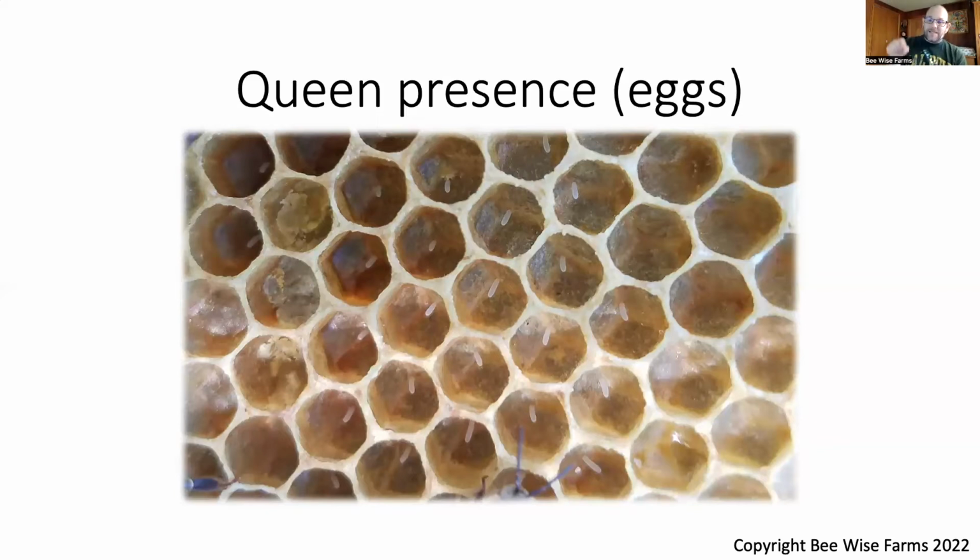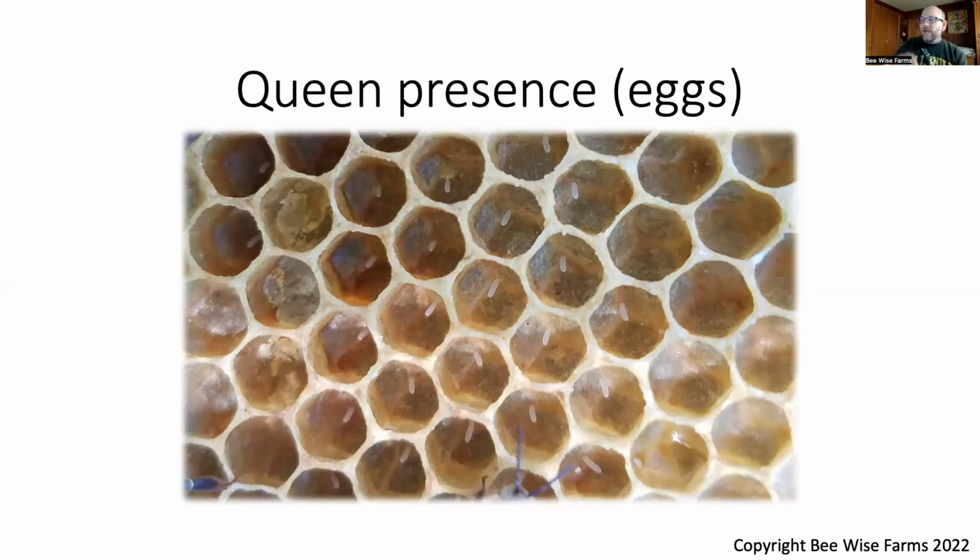And the reason that that's valuable is because if you remember back from your biology lectures, eggs last for 3 days before they hatch. And so what that means is that if you see eggs in a colony that you're inspecting, it means that there was a queen there in the last 3 days, which means that you can essentially say you have a laying queen.